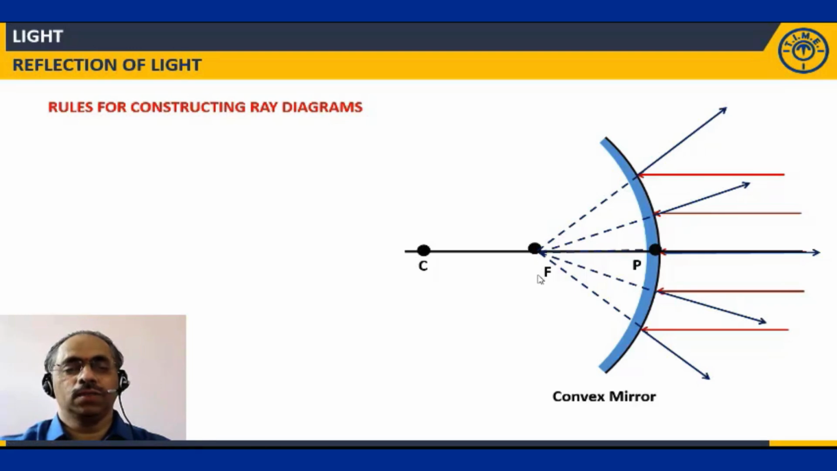So in the case of a concave mirror, a parallel beam of light parallel to the principal axis after reflection will pass through the focus, whereas in the case of a convex mirror, a parallel beam of light parallel to the principal axis after reflection will appear to diverge from the focus. This is the first rule. Hope this is clear.